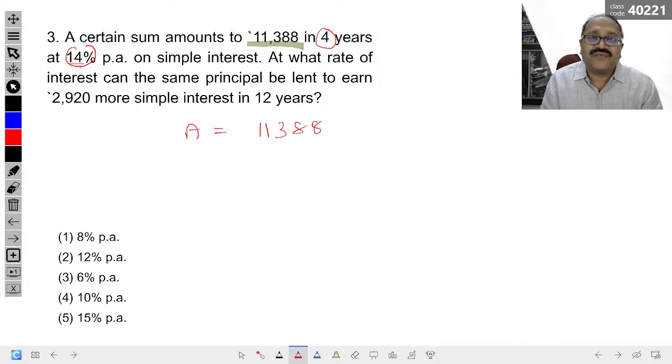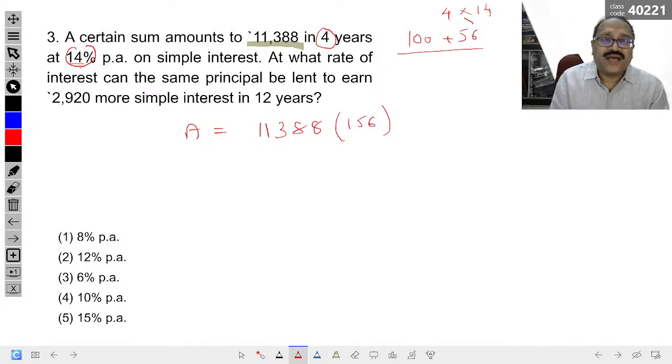Now coming to this one, 14% per annum for 4 years. So 14 into 4 is 56%. The amount is principal plus interest. The principal is always 100% and 56% is the interest. How do I get this 56%? That is 4 years at the rate of 14% per annum, so 14 times 4 is 56. So the amount is 156%. Now, at what rate of interest can the same principal be lent to earn 2,920 more?